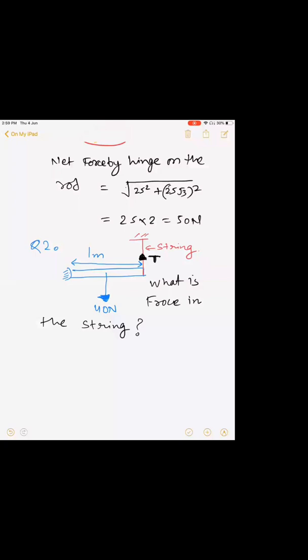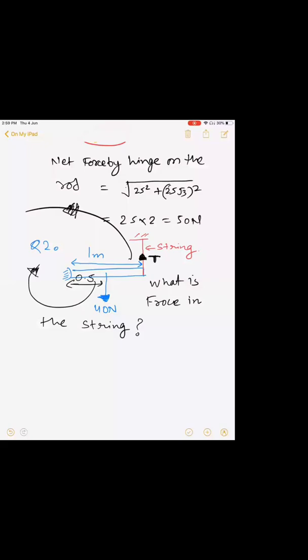Now tension wants to rotate this rod anti-clockwise, and 40 Newton wants to rotate this rod clockwise. Agree, Chirag? Apar, agree? Anushka? Anujna, agree with this? Okay. This is 0.5.